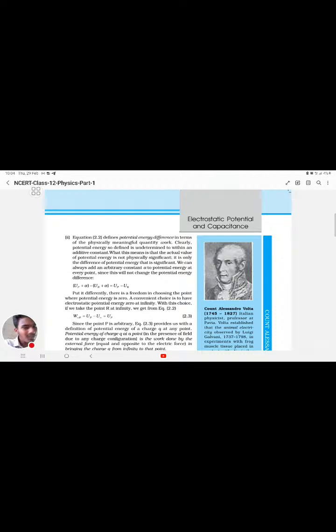So which means that whatever constants you are adding at every point, it's not going to matter, as they are going to get subtracted out.